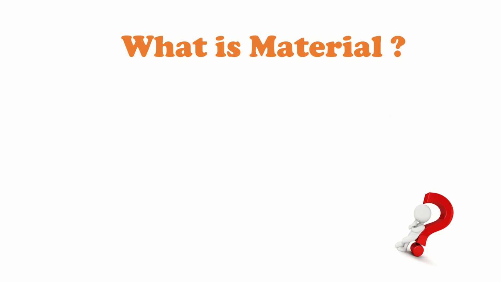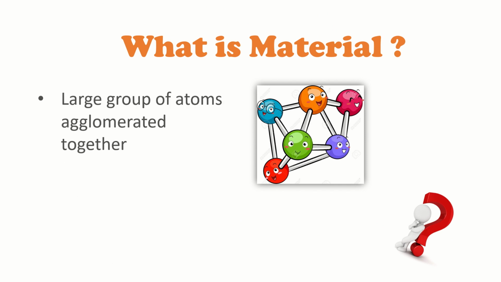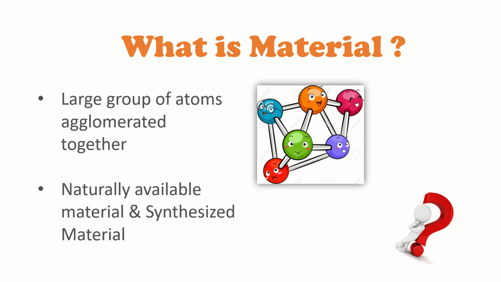Material is majorly composed of different atoms which are bonded, single bonded or double bonded. A large group of atoms agglomerated together is called a material.